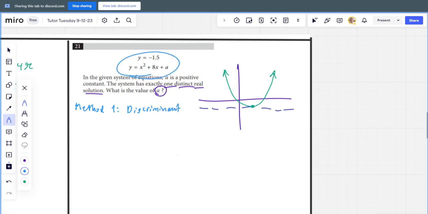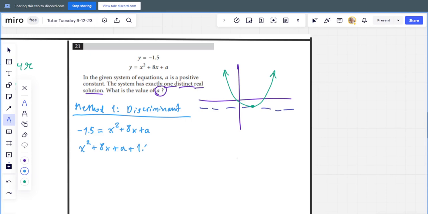I know that these two are equal. y equals 1.5 and y equals x squared plus 8x plus a. It's not calculus, but is some algebra, or algebra 2. If these two are equal, though, I know I can set the y's equal to each other. So negative 1.5 is the same thing as x squared plus 8x plus a. And that's true because we want this quadratic to be equal to the negative 1.5 line. Then we can rearrange this by adding 1.5 to both sides, setting this equal to 0.